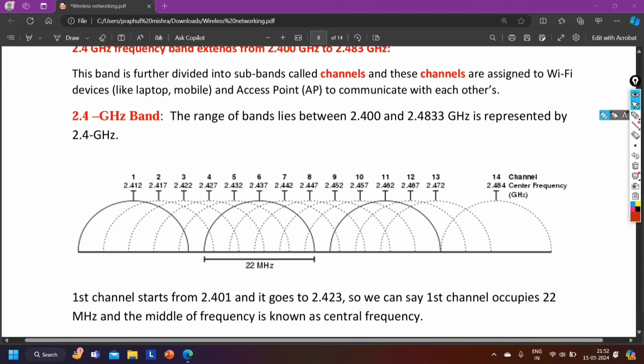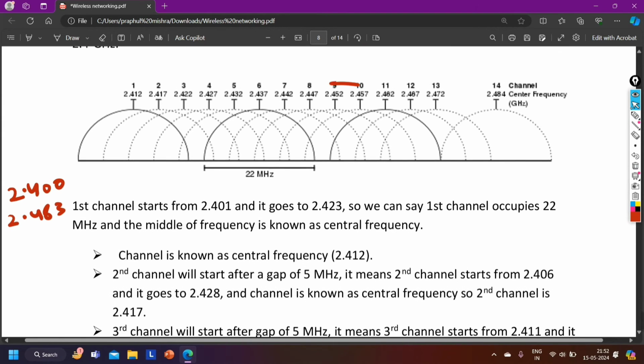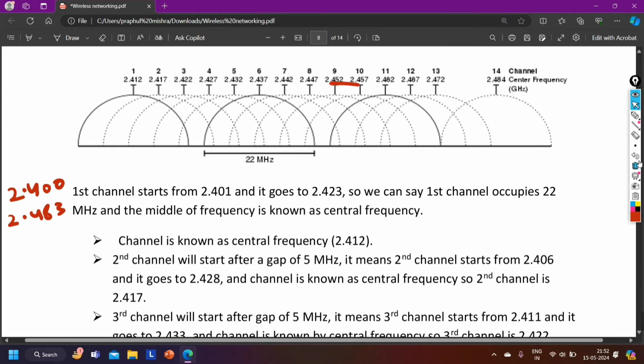Now the important things for you till now are what a channel is and what the range of frequencies in 2.4 gigahertz is, right? So as I told you, the starting point is 2.400 and the end point is 2.483, right? Now read this point very carefully again.